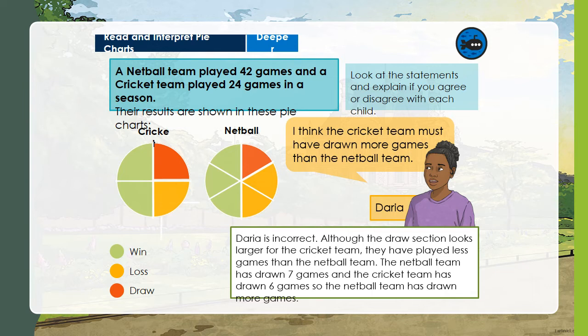They played a greater number, so they actually drew more, although it might not look like it on there. The proportion of games that the netball team drew was less than the cricket team, but the cricket team didn't actually draw more games, but they did draw a greater proportion of their games. Okay, so Daria is in fact incorrect.